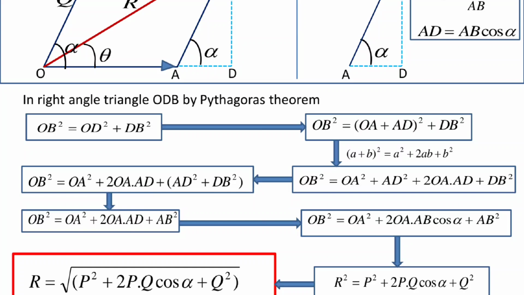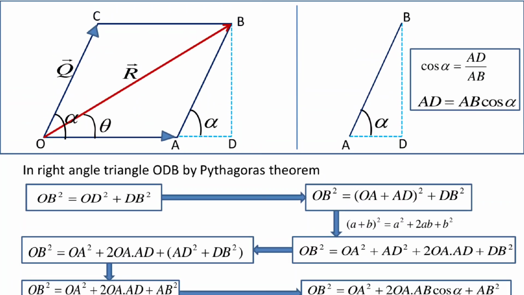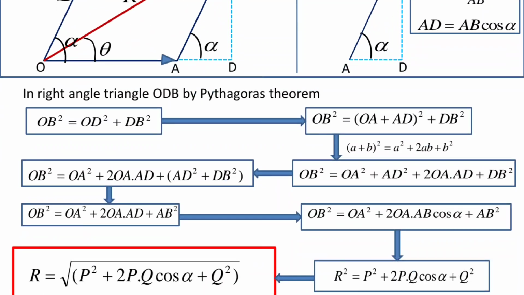Now, in right angle triangle ADB, cos alpha is equal to AD upon AB. Therefore, we can write AD as AB cos alpha. AD is equal to AB cos alpha. Now, this equation becomes OB square is equal to OA square plus 2OA, in place of AD we can write AB cos alpha, plus AB square.